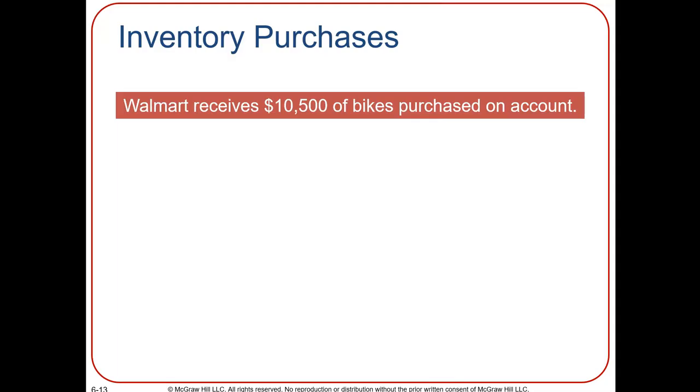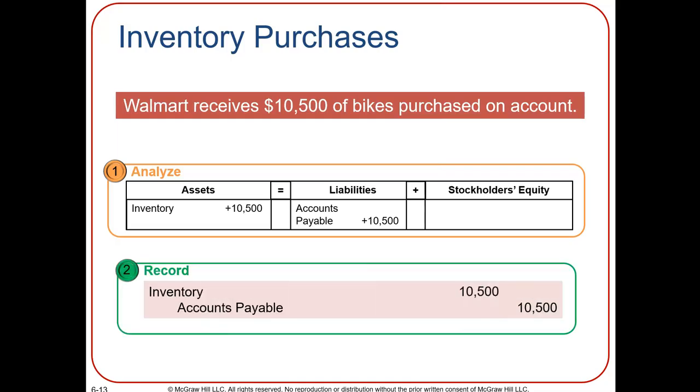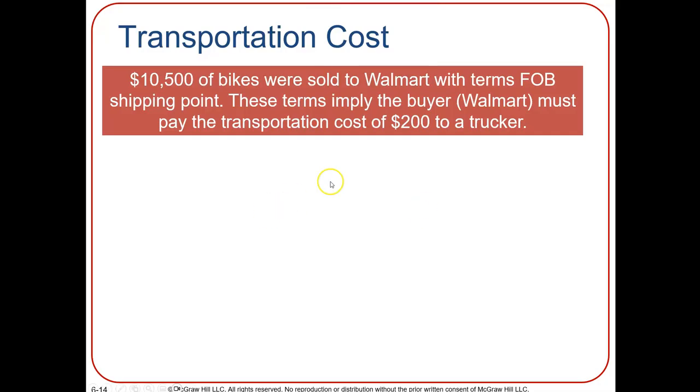So Walmart receives $10,500 of bikes purchased on account, right? So we brought in inventory and we recorded accounts payable, right? So we analyzed the transaction and then we converted it into accounting format so that we could actually record that. So we've got $10,500 in inventory, $10,500 in accounts payable. All right.